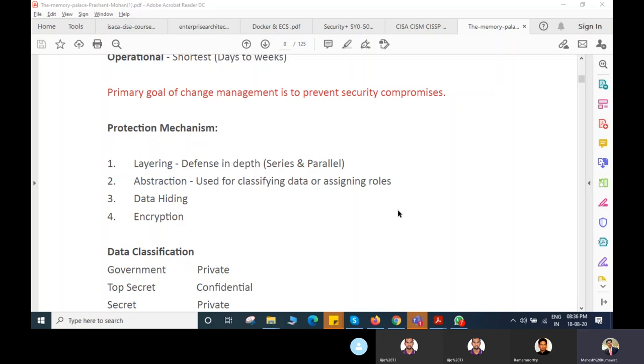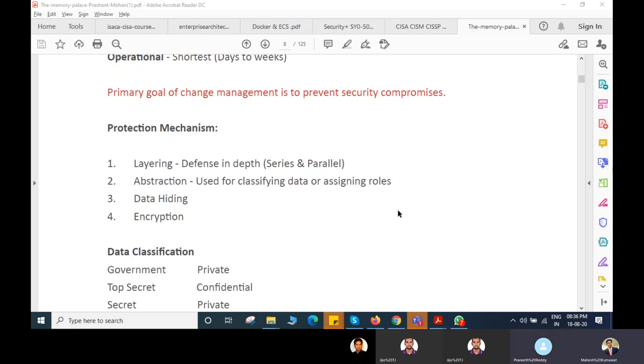Excuse me, sir. Yes, please. Sir, are a penetration tester and an auditor different, or are both performed by the same person? Penetration testing we do as a cybersecurity analyst. Vulnerability assessment and penetration testing are two different things.